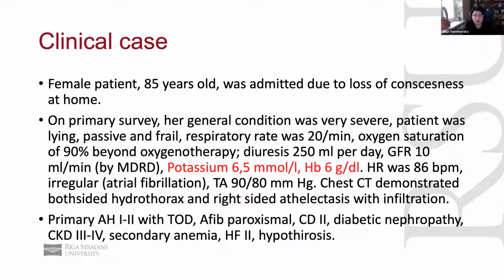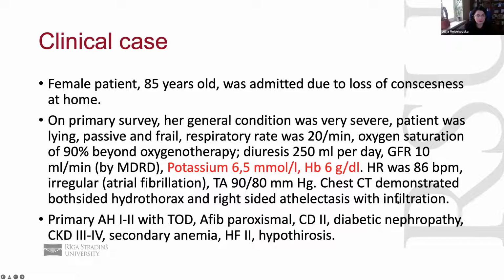Respiratory rate was 20 times per minute, oxygen saturation of 90% without oxygen therapy. Diuresis accounted for 250 milliliters per day. Glomerular filtration rate by MDRD formula was 10 milliliters a minute. There was also hyperkalemia and anemia with hemoglobin 6 gram per deciliter, with heart rate 86, irregular, atrial fibrillation confirmed by ECG, hypotension, bilateral hydrothorax, and also atelectasis with infiltration.